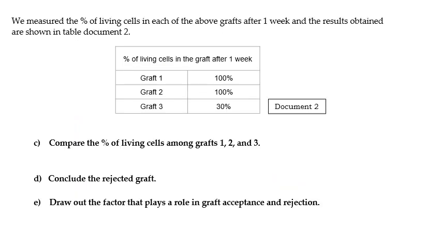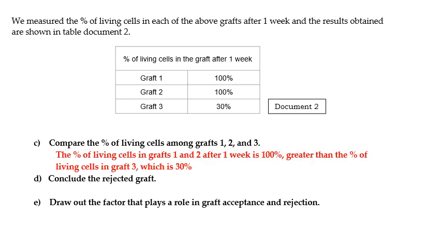We measured the percentage of living cells in each of the above grafts after 1 week, and the results obtained are shown in the document below. Okay. Compare the percentage of living cells among the grafts 1, 2, and 3. Compare, so we have to use more than, less than, and greater or equal to. We have to mention the percentage, the unit, and the numbers. So we have to say the percentage of living cells in grafts 1 and 2 after 1 week is 100%, greater than the percentage of living cells in graft 3, which is 30%.